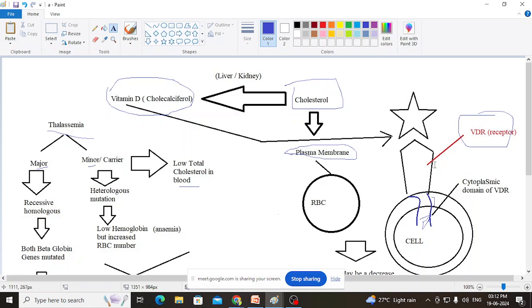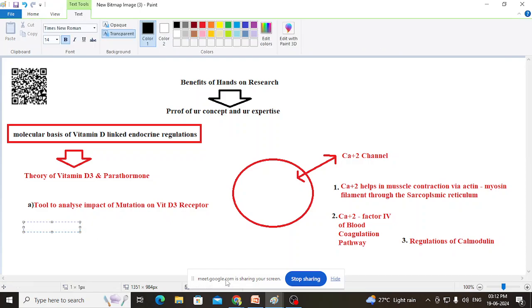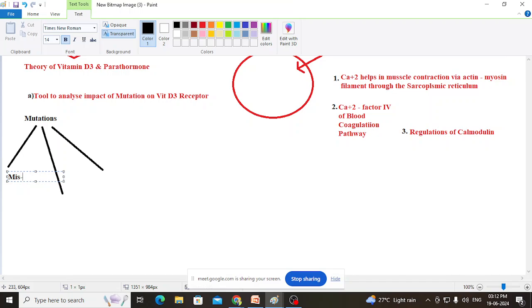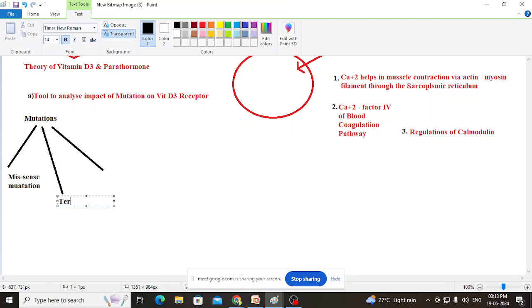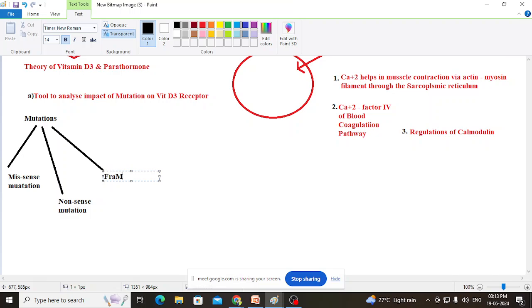So what exactly happens is any kind of mutation. Let us discuss mutation first. We already have discussed that there are multiple types of mutations. We will consider these today. Not all, at least we will consider these 3 mutations today. One is called missense mutation. Then there is nonsense mutation. Then there is again frame shift.